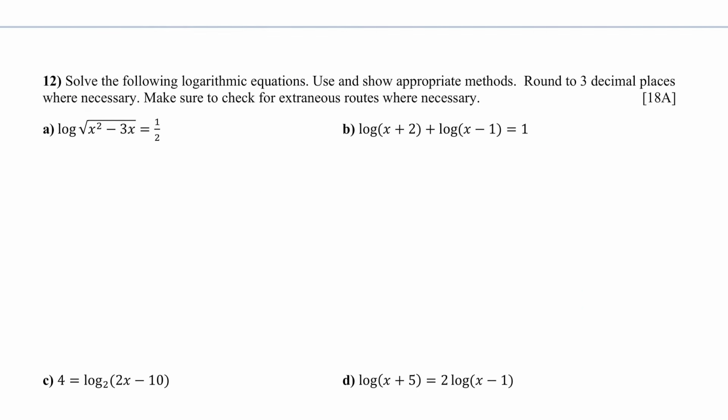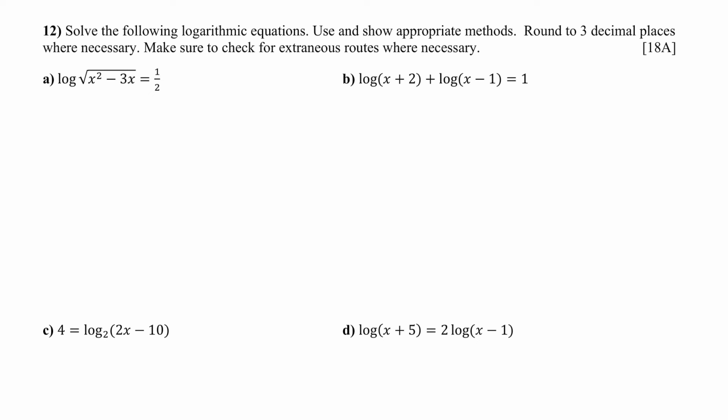Let's move on to the last question of the test where we have to solve some logarithmic equations. Question number 12 says solve the following log equations, round to 3 decimal places, and check for extraneous roots. Make sure the answers you get actually satisfy the original equation. There is a chance when solving log equations you get an answer that makes either side of the original equation be undefined by making the argument of any of the log expressions in the equation be less than or equal to 0. So we'll have to make sure to check that.